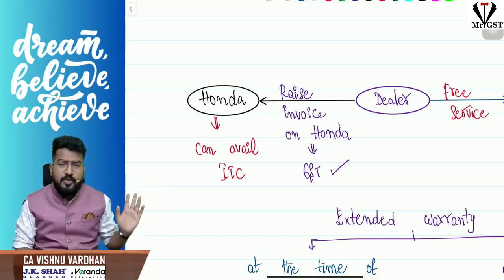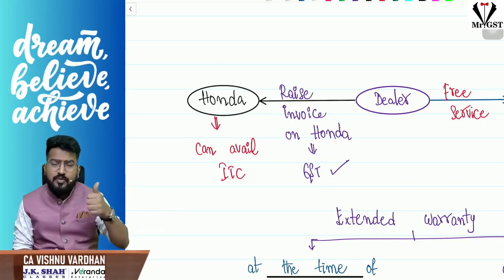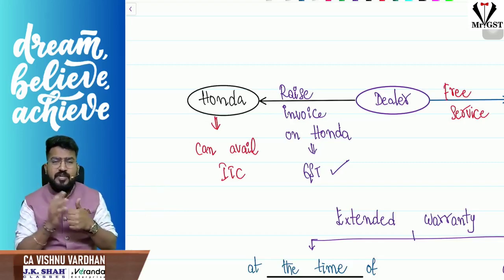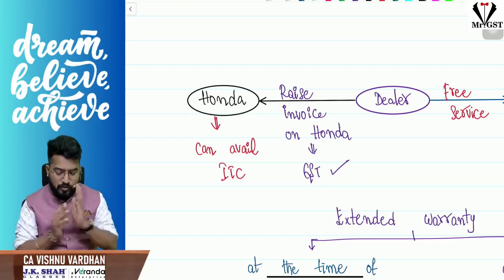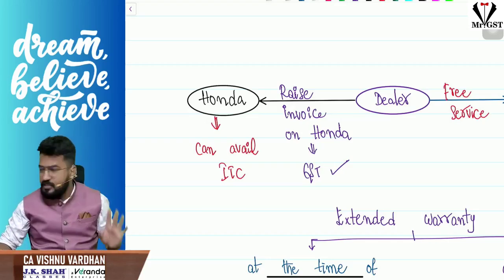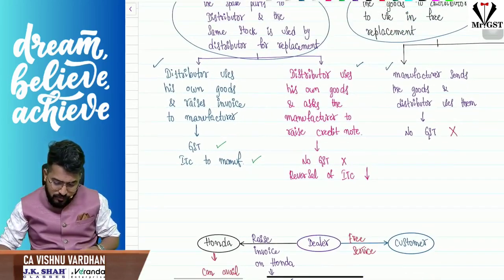Simple. Okay. So I repeat, we have discussed the tax treatment for free replacement. Goods we have discussed, the service element also we have discussed. Hope it is clear, right? So this is the clarity with respect to this.